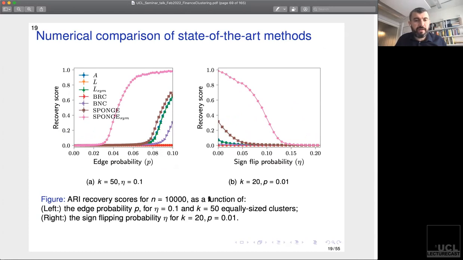And the situation is even more dramatic if you make the problem harder. So let's say we set the noise level to 10%, we have 50 clusters, and then the edge probability varies from close to 0 to 0.1. And you see that for very, very sparse graphs, none of the existing methods are able to recover the cluster structure. They basically fail, right?